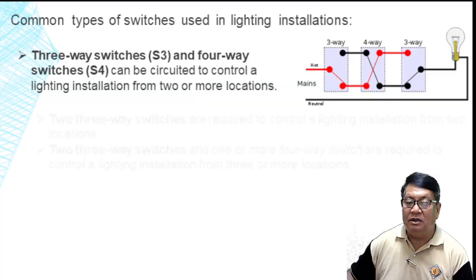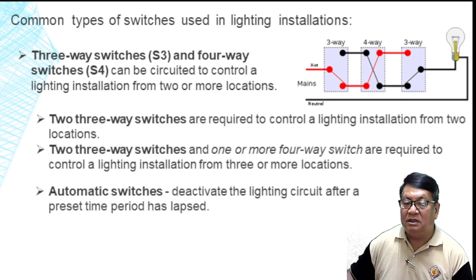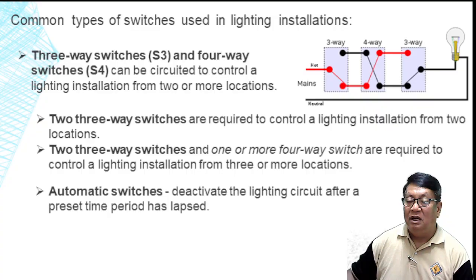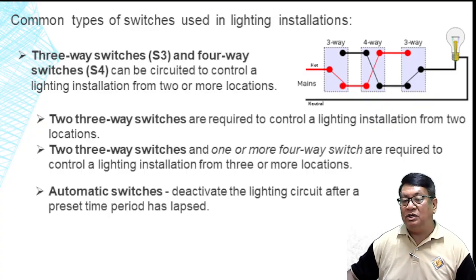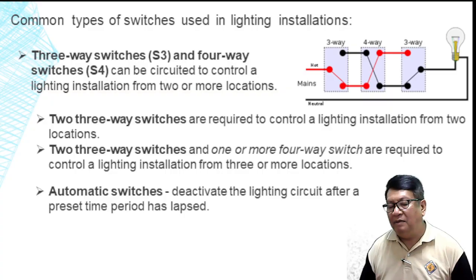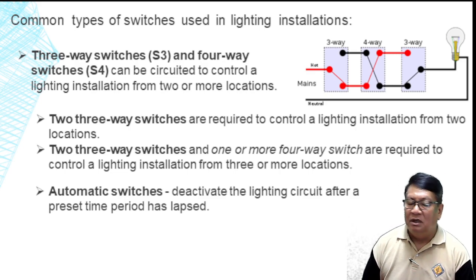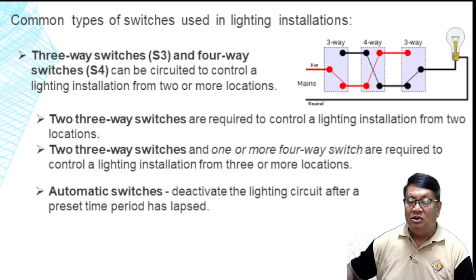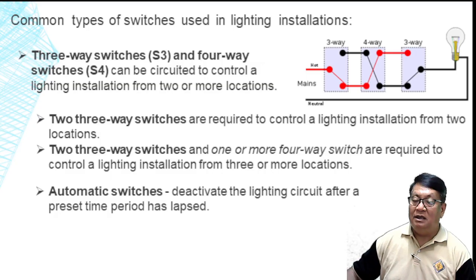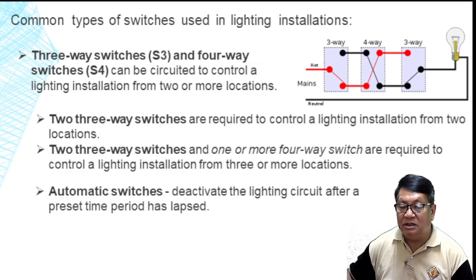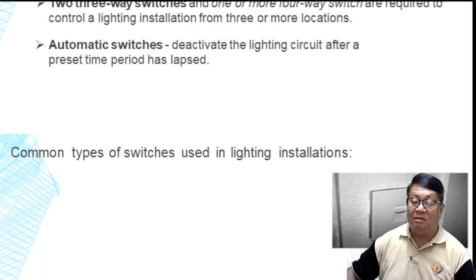Then we can also use three-way switches, and four-way switches. If you have two locations, then you can use a three-way switch. If you have three locations, you can use two three-way switches and one four-way switch, and so on and so forth. Three-way switches and one or more four-way switches are required to control these kinds of examples that we have.